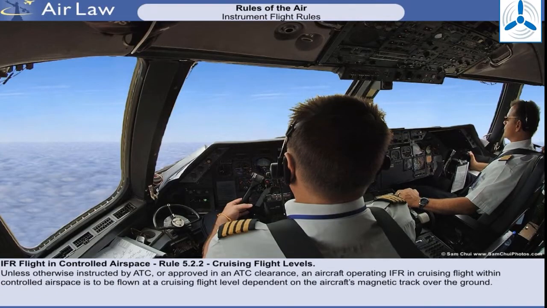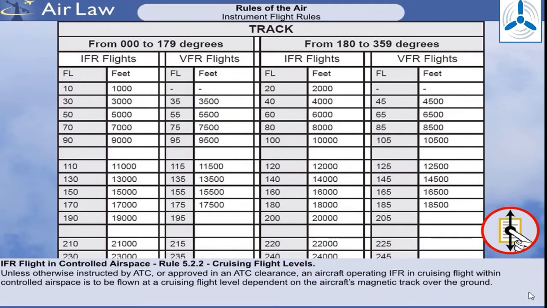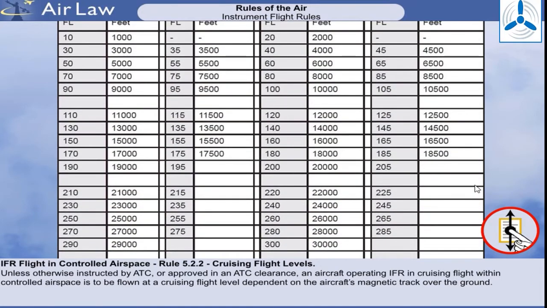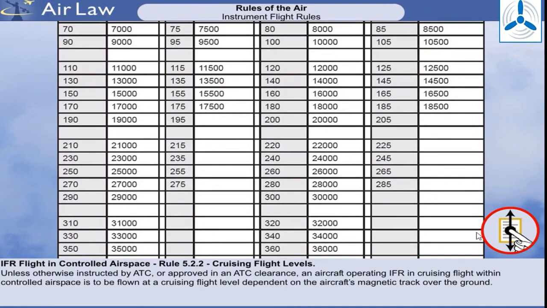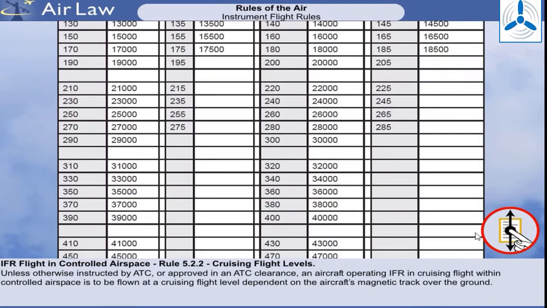Unless otherwise instructed by air traffic control or approved in an ATC clearance, when an aircraft operating in accordance with the instrument flight rules is in cruising flight within controlled airspace, the aircraft is to be flown at a cruising flight level dependent on the aircraft's magnetic track over the ground. An indication of the correlation between cruising flight levels and magnetic track for IFR flight is shown on screen here. Note that different cruising flight levels are allocated for IFR and VFR flights.